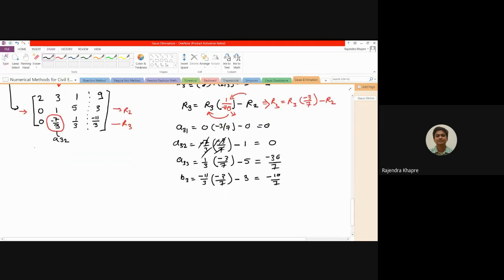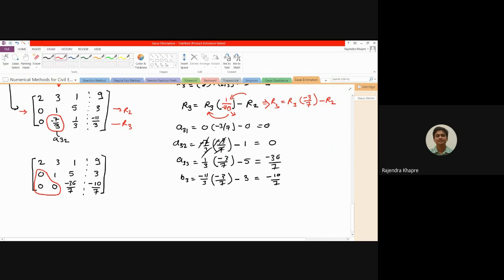So as a result of this, your final augmented matrix will look like this. This will be 3 2 1, okay. This is 9, the second row will always remain the same, so this will be 3, and the third row will now become 0 0, this is minus 36 upon 7, and here this will be minus 10 upon 7, okay. Have you understood this? Yes, sir. So now you see, after 3 steps, your lower triangle is now becoming 0, okay.